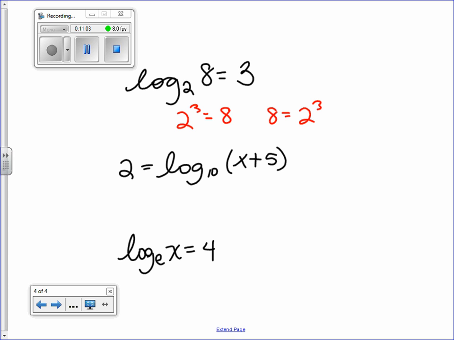Alright, what about this one? Okay. What about this one? Okay, great.